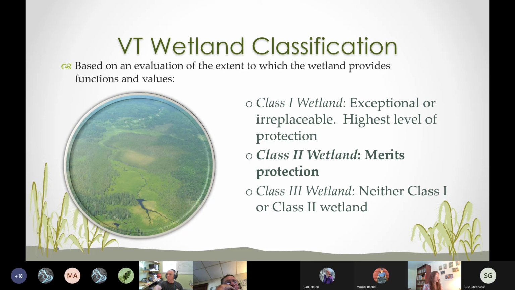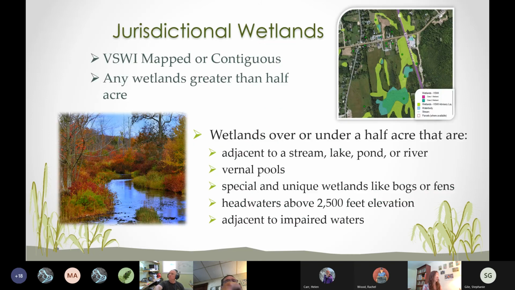Most of the wetlands in the landscape that we protect are Class 2 wetlands. They have at least one function or value that's worth protecting. And then those wetlands that are neither Class 1 nor Class 2 are considered Class 3 and are not protected by our rules, but may still be protected by federal or local agencies.